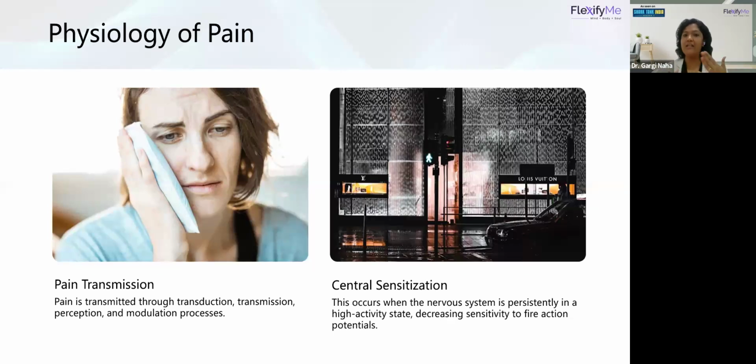I can take a flight. I can take a train. So similarly, pain के transmission के भी बहुत सारे ways होते हैं. There can be fast fibers, which are C fibers, A delta fibers.